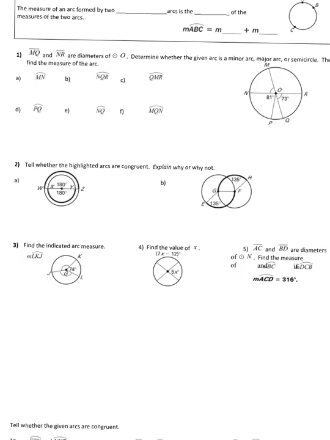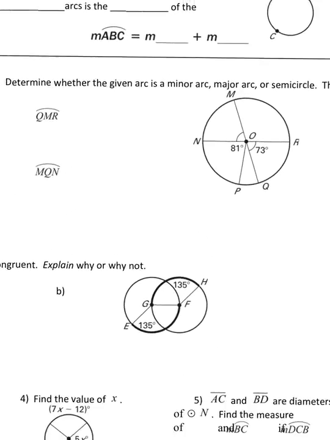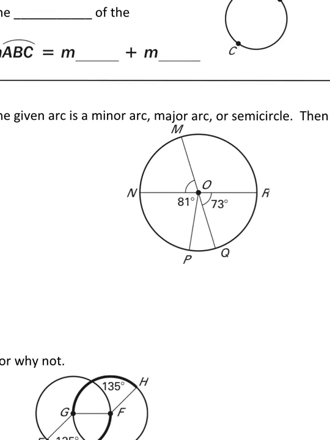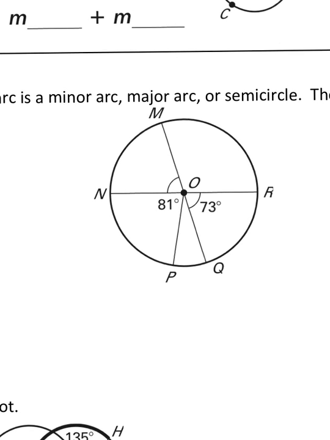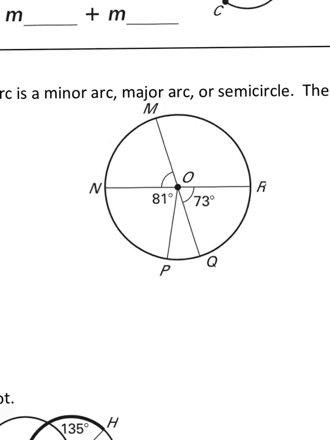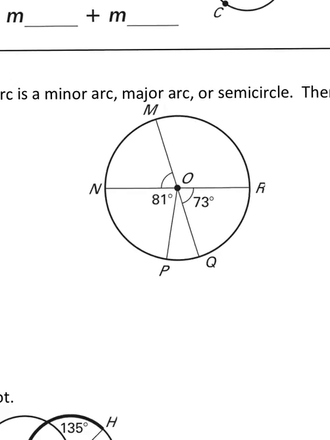So for this first example, they want a couple things. They want to know, is it major, minor, semi, and this specific measurement. Before I go through and try to focus on what they're asking, I just want to focus on the circle, and try to figure out what arcs I do know.